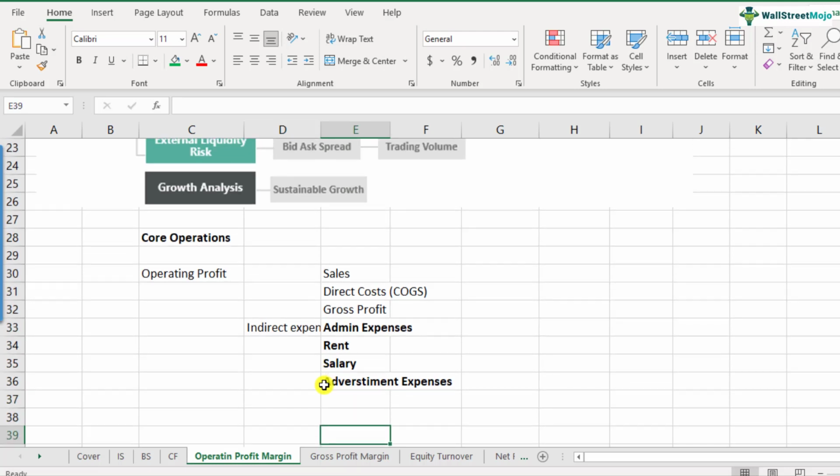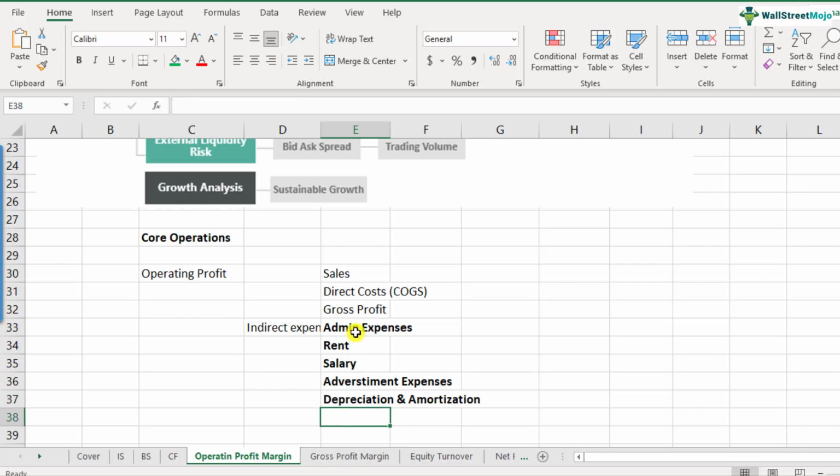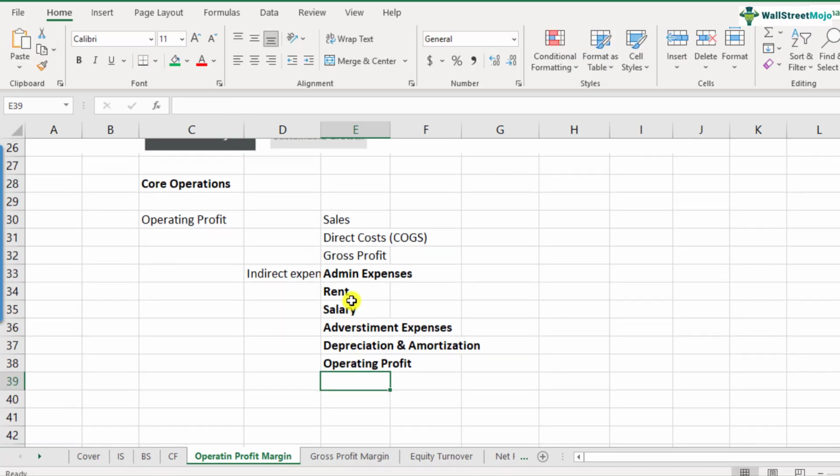Please remember, we also deduct the depreciation and amortization expense here, because this is again a kind of indirect expense. At the end of the day, in order to generate sales, you have to invest in machineries, plant, equipment, etc. So the cost that is apportioned across the years is kind of an indirect expense, so that needs to be included as well. So once we deduct all of these items, what we get is the operating profit.